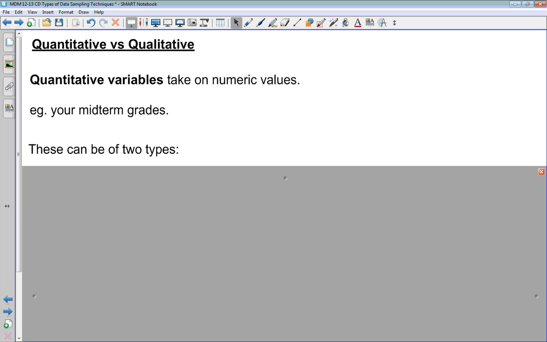Okay? So quantitative variables, or quantitative data, are anything that can take on a numeric value. The example that I've listed here is your midterm grades. This might be something like an 89%, which is a numeric value. Or something like, we might say, a size 4. If we ignore the size part, as long as we can represent it by a number, we have a quantitative variable, or something that is numeric.